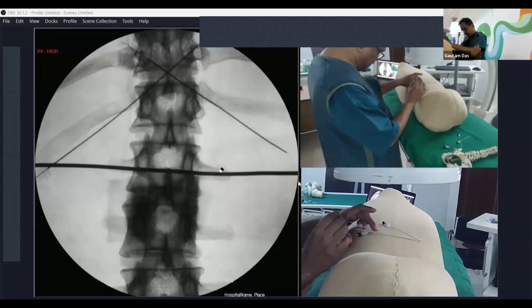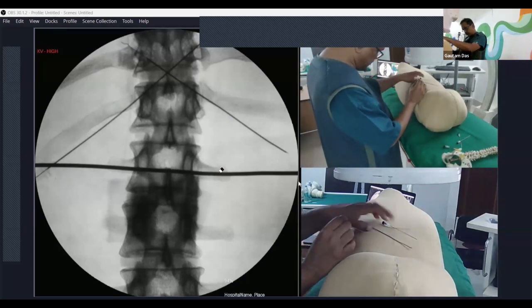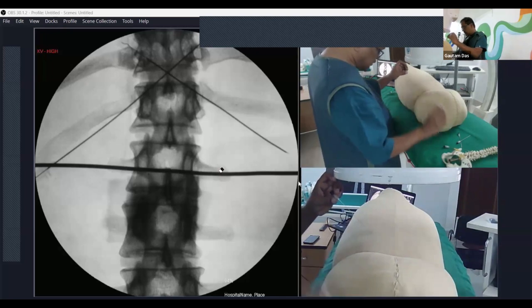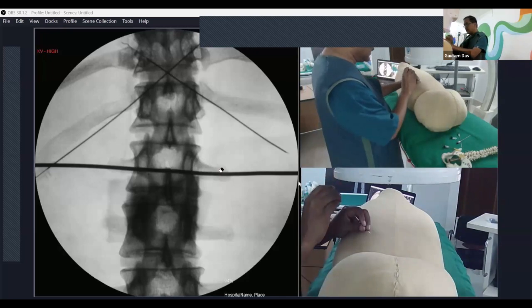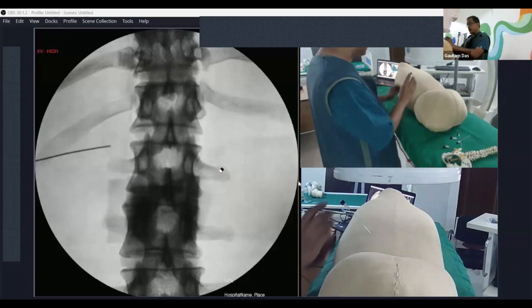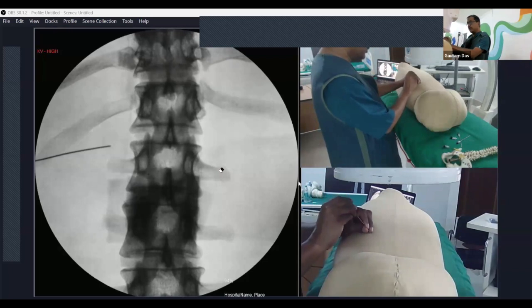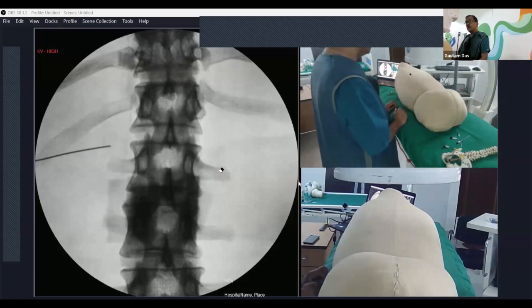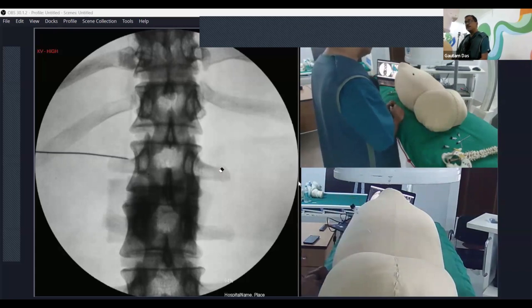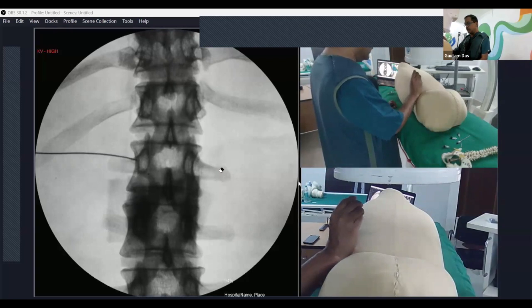So my needle entry point will be here, at the junction of the angle, and it is a non-tunnel vision procedure. First I'm trying to hit the vertebral body of L1. So I'm hitting the vertebral body of L1 here, and then you increase the angle. Increase the angle and go ahead.